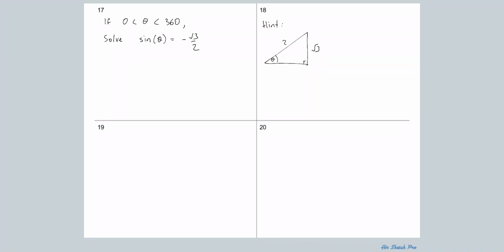We've got this question here. I'll pause the video and give you a chance to have a look at it. So I'm now telling you that theta is between 0 and 360, and I'm also telling you that sine of theta is equal to negative root 3 on 2. I've got a hint there on the right, but you might also be able to have a look at that chart that I gave you. That's in your information booklet. See if you can work out what theta is. I'll give you 2 minutes.